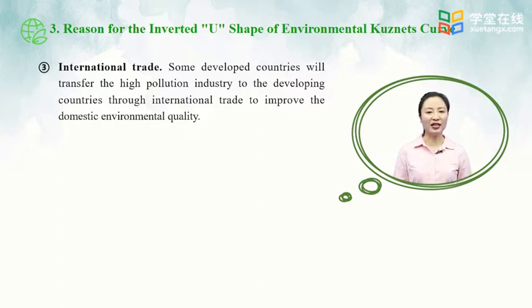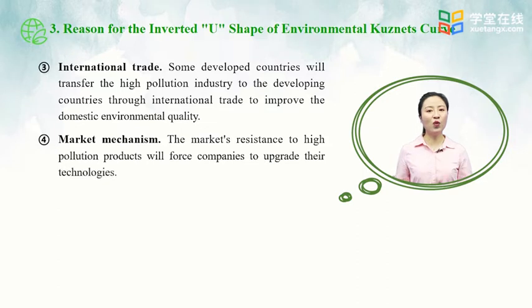But as the economy develops and the labor force improves, the country gradually moves from low-end to high-end industries and transfers its high pollution industry to a more backward country through international trade, to realize the improvement of domestic environment quality. The fourth explanation is that awareness of environmental protection strengthens as the income level rises.